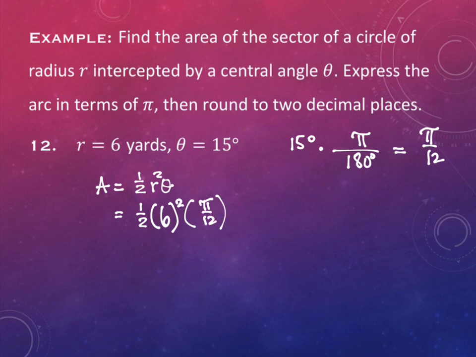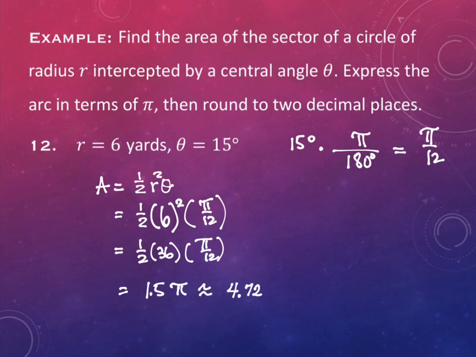I have pi over 12. So when I measure 1/2 times 6 squared, make sure you're squaring the 6 first. That's 36. And then multiplying by pi over 12. The exact value is 1.5 pi. That's exact. And then an approximation with 2 decimals as requested is 4.72. And it is in yards squared, right? Area is in square units, so this is square yards. It's written as yards squared.